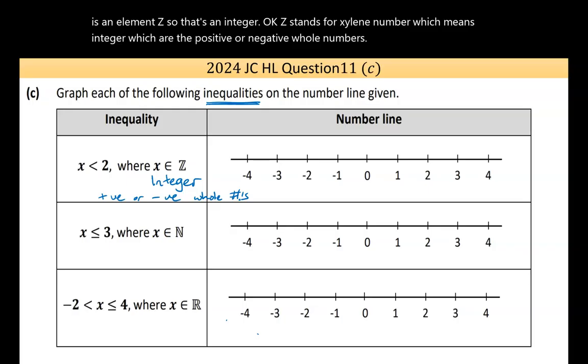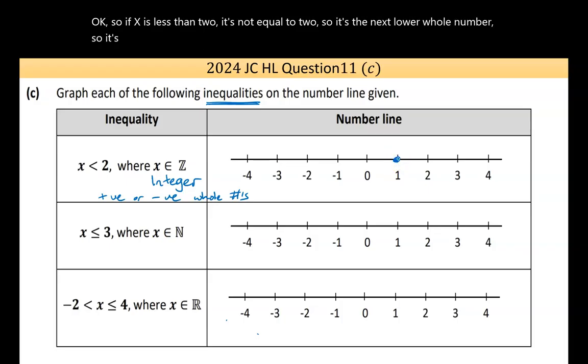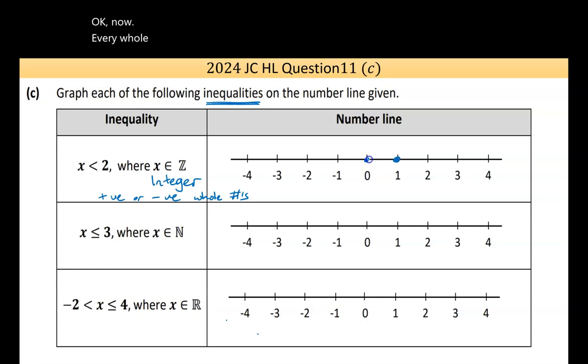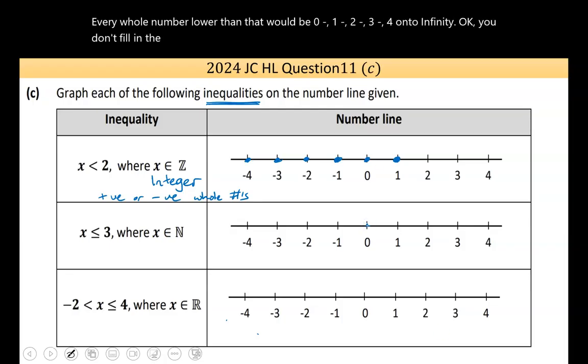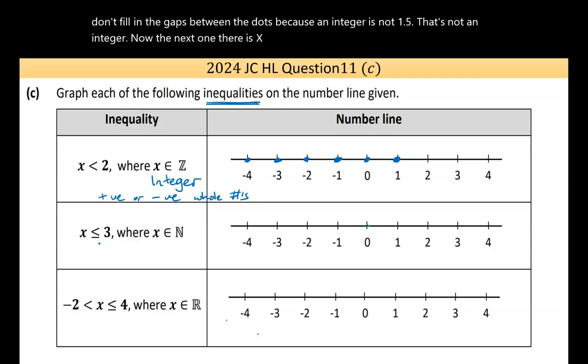So if x is less than 2, it's not equal to 2. So it's the next lower whole number, which is 1. Every whole number lower than that would be 0, -1, -2, -3, -4, on to infinity. You don't fill in the gaps between the dots, because an integer is not like 1.5. That's not an integer.